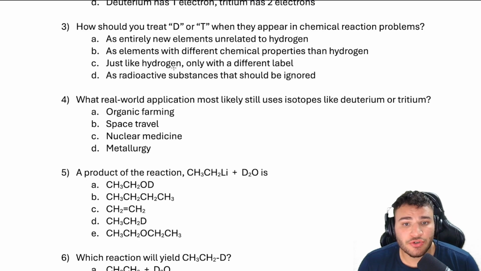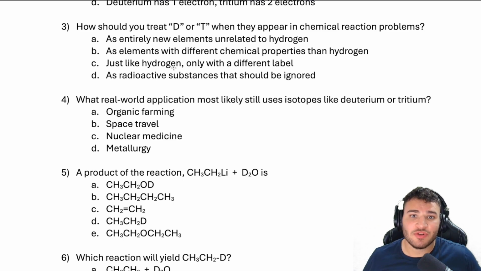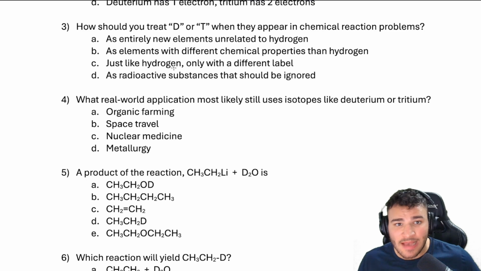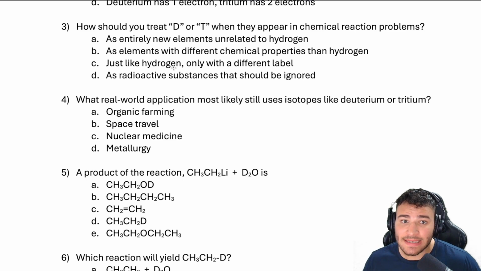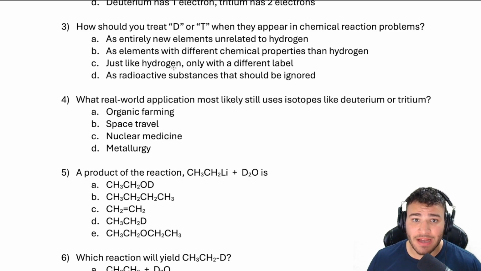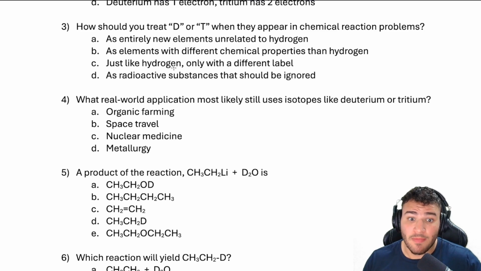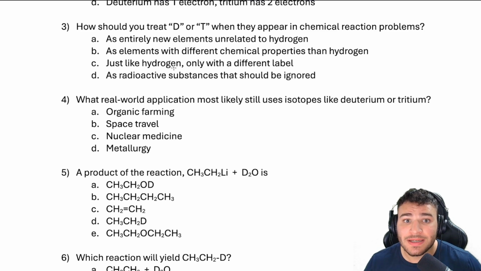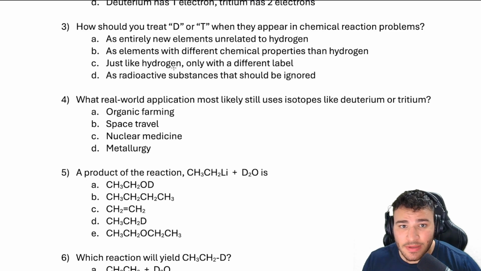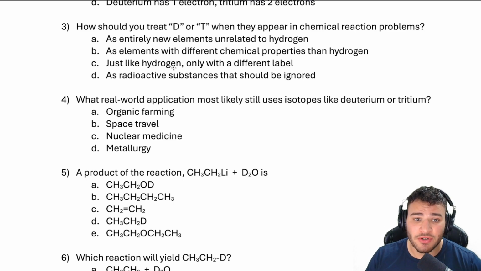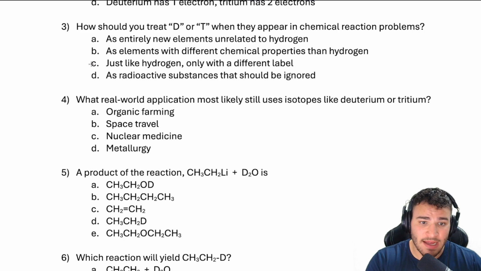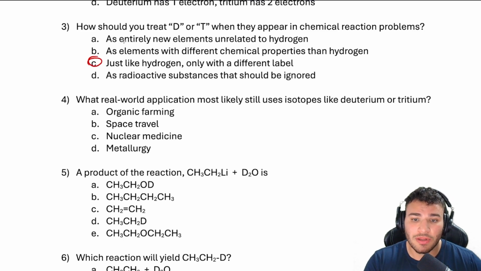Question 3 asks, how should you treat D or T when they appear in chemical reaction problems? Remember, D, or deuterium, and T, or tritium, according to organic chemistry, react the same exact way as hydrogen would. Whether it's an acid-base reaction or any of the reactions that we might learn in the future, they're going to act the same exact way. That's kind of the point. We want to see what is really happening to hydrogen. That's why we use deuterium and tritium. And so the best answer choice that fits that is C, just like hydrogen, only with a different label.